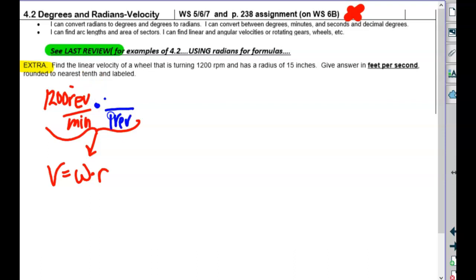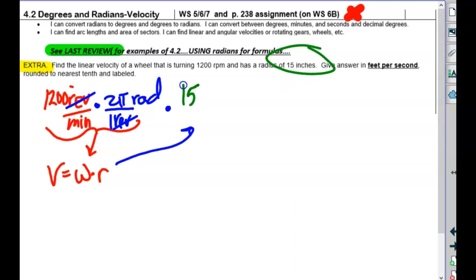1 revolution is 2 pi radians. Now it's an angular velocity. And so now we need to multiply by what? The radius is 15 inches. So now we have inches per minute, and for some silly reason they want feet per second. So what do we need to do?